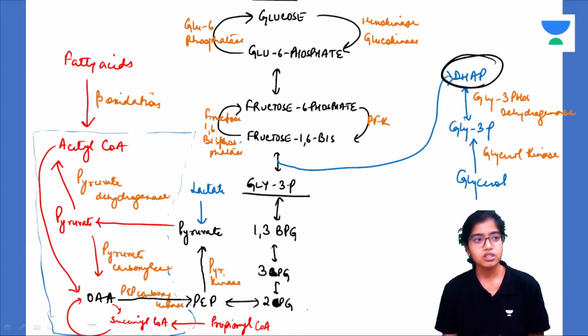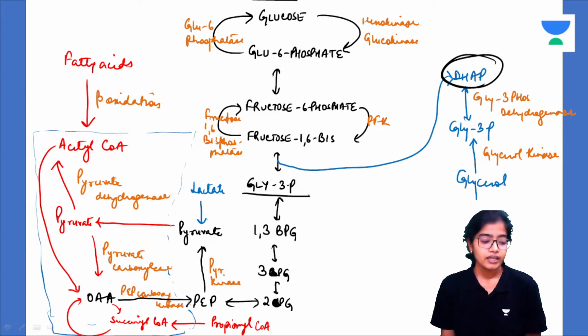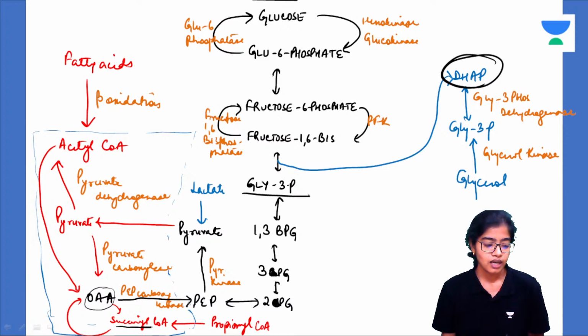1,3-biphosphoglycerate, 3-phosphoglycerate, 2-phosphoglycerate, phosphoenol pyruvate, pyruvate. Now this pyruvate enters the mitochondria and it gets converted into acetyl-CoA through pyruvate dehydrogenase. The acetyl-CoA enters the Krebs cycle where oxaloacetate is formed, and an intermediate is also succinyl-CoA in the Krebs cycle. So this is what normal glycolysis and Krebs cycle is.